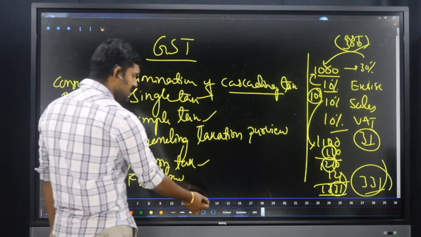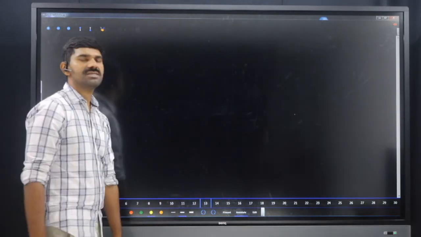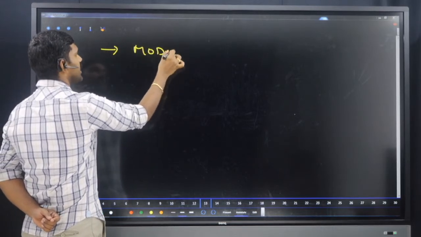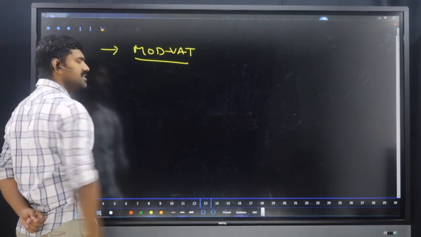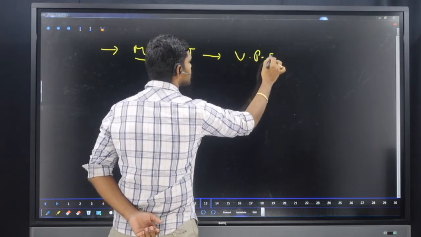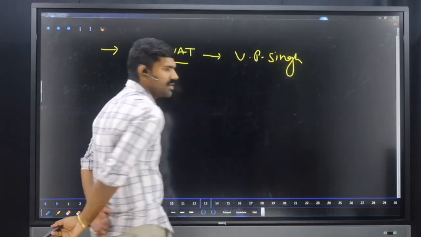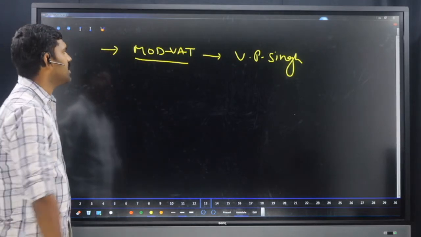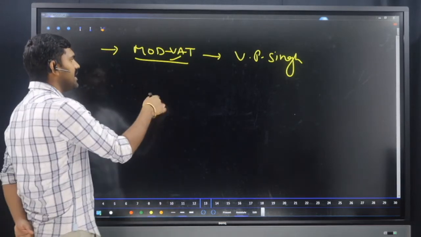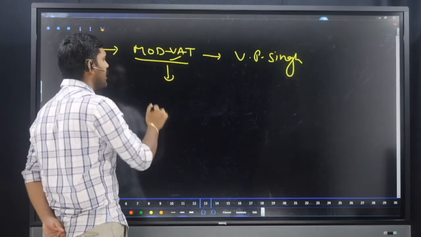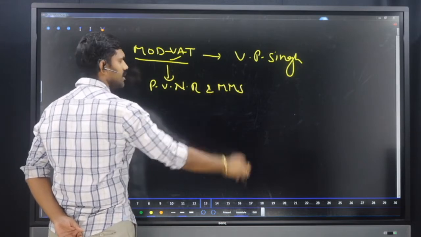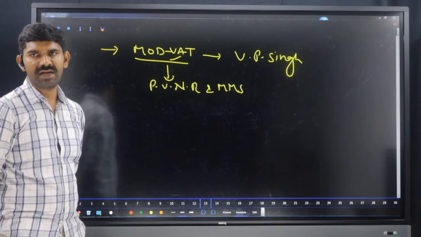Now let us understand how GST originated. The principal reason is that initially we had something called MODVAT, modified value added tax. It was introduced by the Finance Minister of 1987, V.P. Singh, Vishwanath Pratap Singh. Later on, this MODVAT was developed a little bit by P.V. Narasimha Rao and Manmohan Singh. These people developed this modified value added tax.